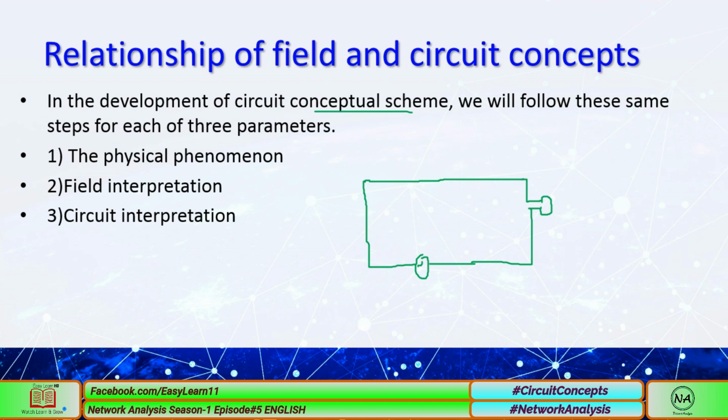When multiple circuits are interconnected, and there are complex circuits, overall this becomes a network. And this is our final goal. If we go at this speed, maybe we need so many further episodes to cover this content. Anyhow, whenever we solve and develop the circuit conceptual schemes, we will follow these same steps for each of the three parameters.